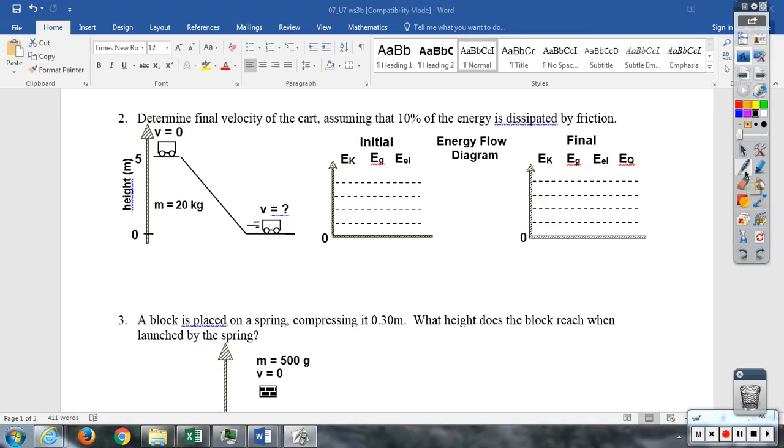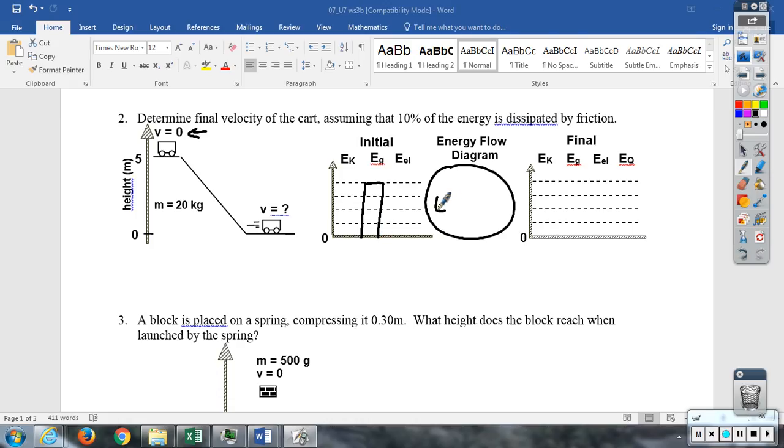So what type of energy do we have to start with? It's not moving, so there's no EK. It is 5 meters higher than it will be later, so we have to consider EG. There are no springs to worry about, so there's no elastic potential energy. So we're saying that at this point there's all EG.